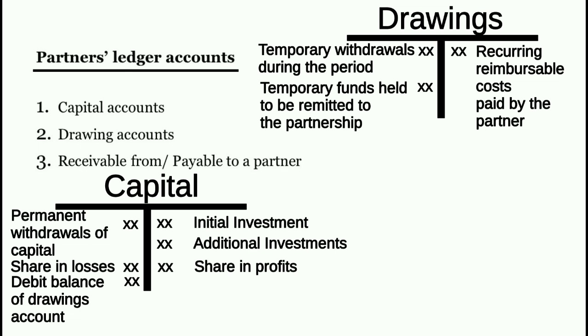Third, we have receivable from or payable to a partner. Pwede kasing mag-loan ang partner from the partnership at pwede ring mag-loan ang partnership from the partner. Kapag nag-loan ang partner from the partnership, that is a receivable from a partner. Pero kung ang nag-loan ay yung partnership from a partner, of course, that is a payable to a partner. Utang yan ng partnership sa partner.